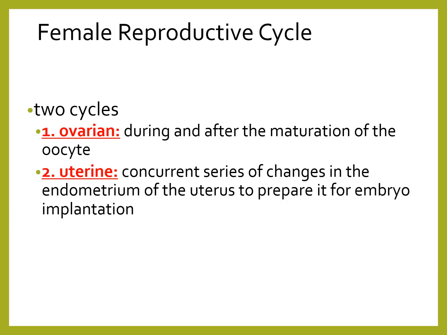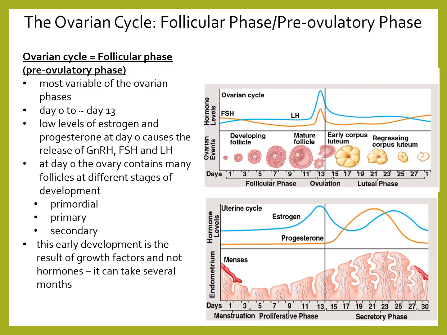The female reproductive cycle is actually made up of two cycles, an ovarian cycle and a uterine cycle. The ovarian cycle will describe the events during and after the maturation of the oocyte, and the uterine cycle is a concurrent series of changes that happen in the endometrium of the uterus so that the uterus becomes prepared for embryo implantation. This slide describes what happens at the follicular phase or pre-ovulatory phase in the ovarian cycle.